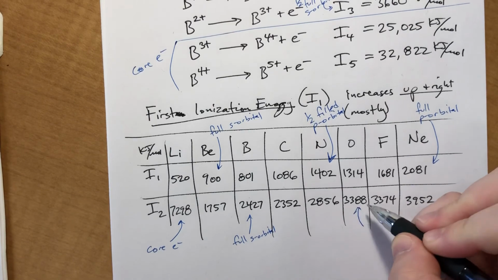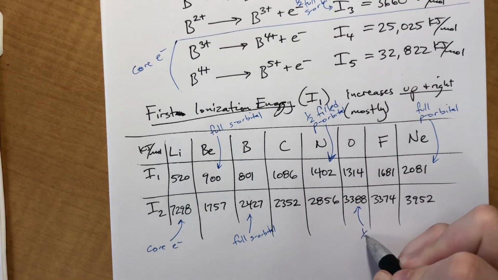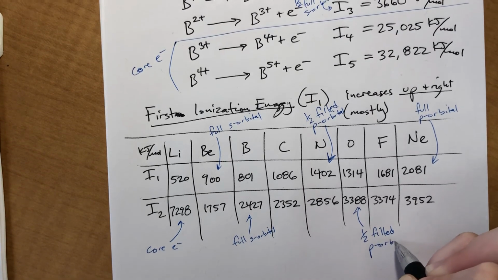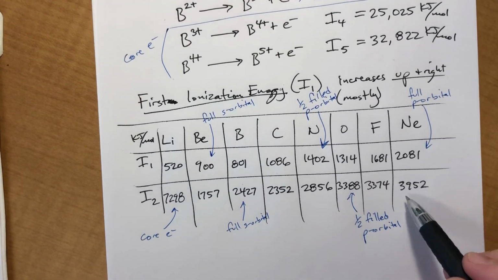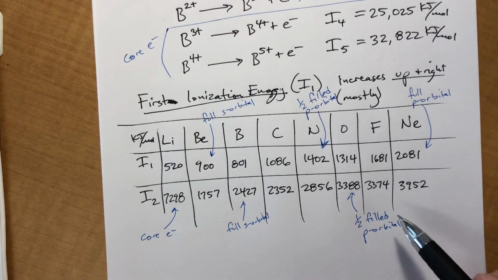If we keep going up, we see a spike and then a drop again. This is because oxygen was happy to get rid of its first one, but after you remove the first one, now it is left with a half-filled p orbital. Neon isn't going to gain anything new from this, it's just following the trend. After its full orbital's been messed up, it doesn't really care at that point.